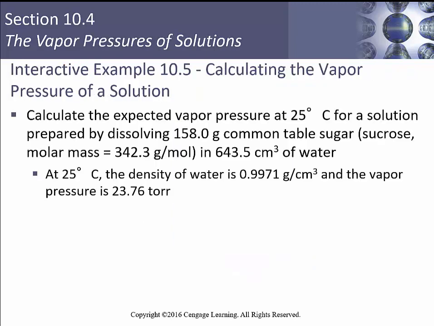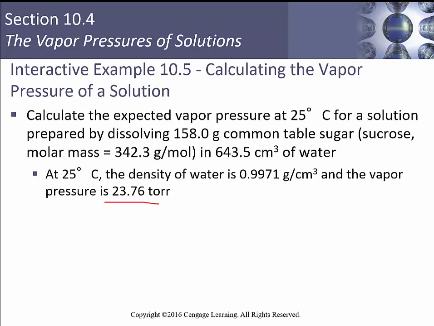Yep. Let's look at an example. Calculate the expected vapor pressure at 25 degrees C for a solution prepared by dissolving 158 grams of sugar, given this molar mass, in 643.5 cubic centimeters or milliliters of water. At 25 degrees C, the density of water is 0.9971 grams per cm cubed, and the vapor pressure is 23 torr. Right? So this is giving us part of our setup.